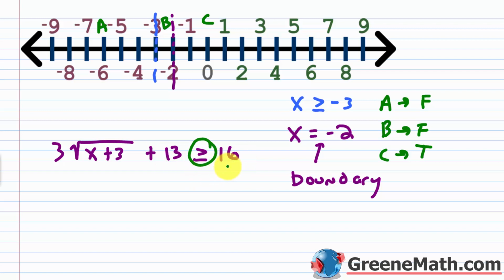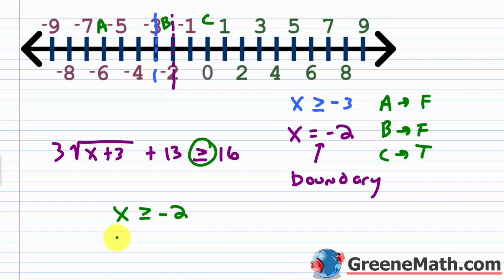16 is greater than or equal to 16. That's true, right? So -2 does work. So we would say that our solution here is x is greater than or equal to -2. And the great thing here is that it doesn't violate our domain, right? Our domain says that it has to be greater than or equal to -3. We're greater than or equal to -2, so we're basically good to go.